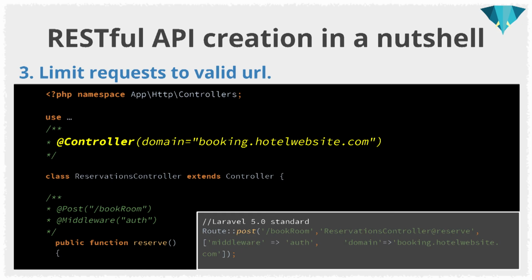If, for example, I decide that I want to limit all the requests to a particular domain, in our case booking.<name of our hotel website>.com, I can tell Laravel that this controller is limited to this domain. Again, at the bottom, there's the third argument, which is an array, passing in the middleware auth and the domain, and that will act on the post method to bookRoom.